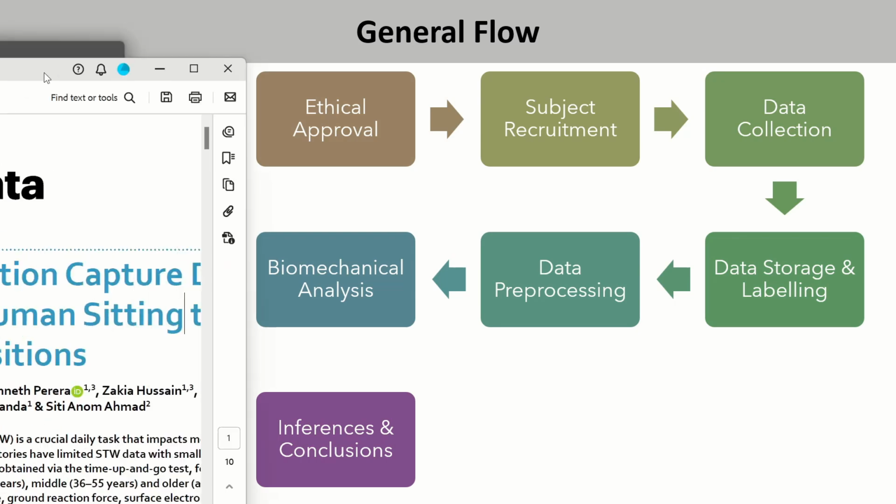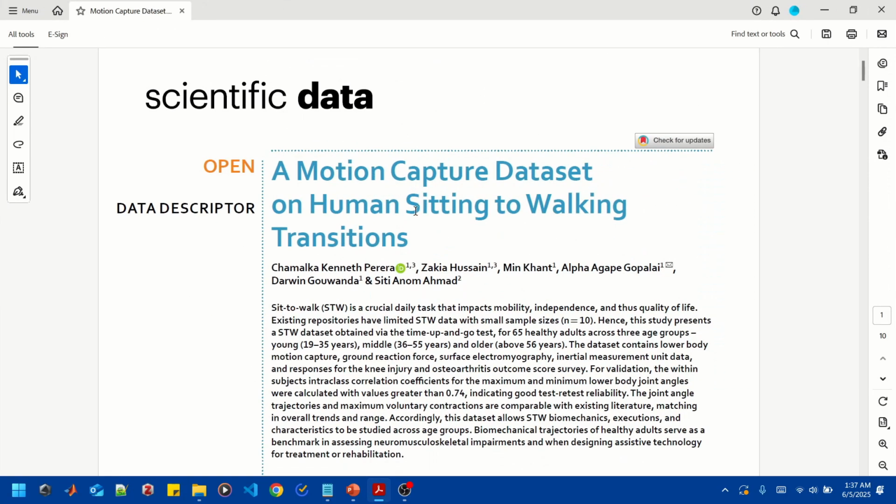Now, the content of this video is mainly taken from this paper, which I published along with my research group, the research group I'm part of. And this paper details a motion capture dataset that we collected and published. It looks at the methodologies and the procedures we went through to collect the data, and also the steps we took to validate and verify the accuracy of the data we collected.